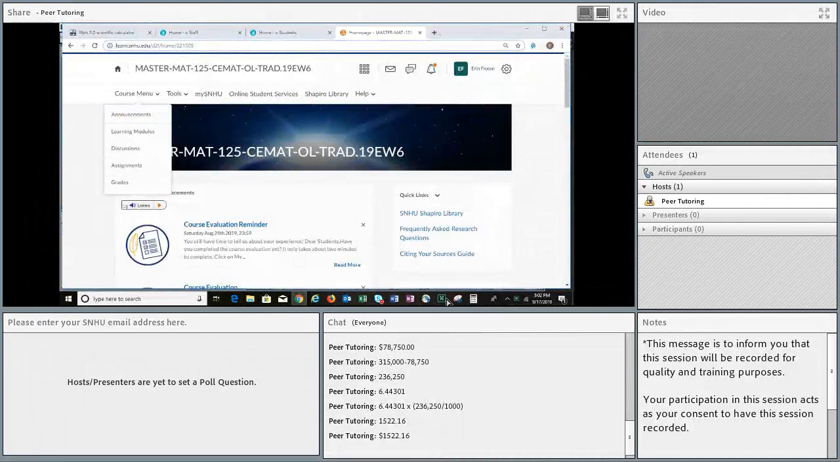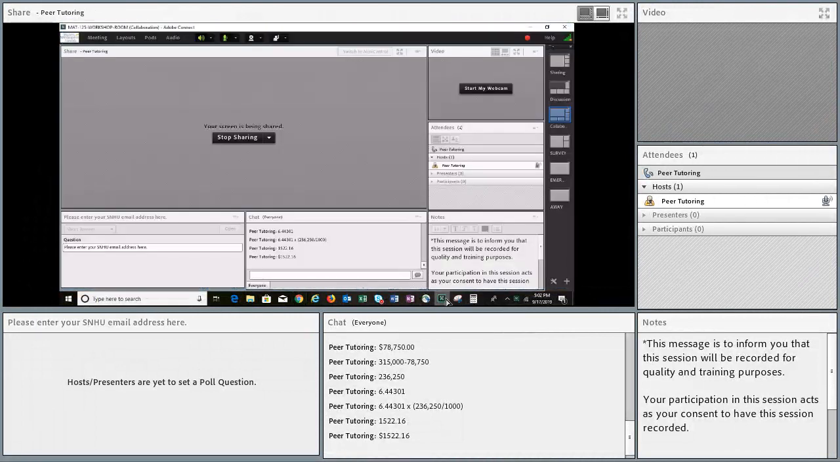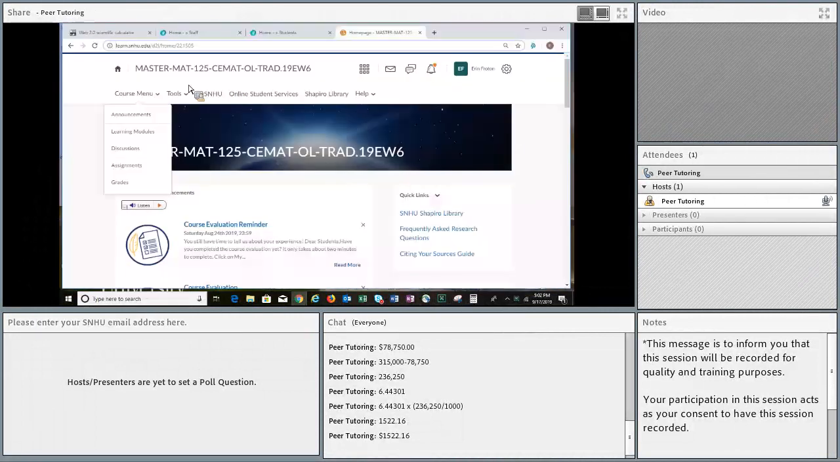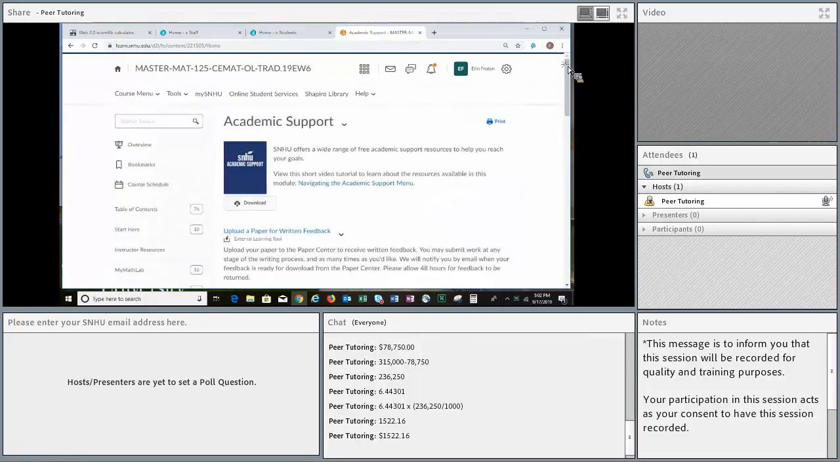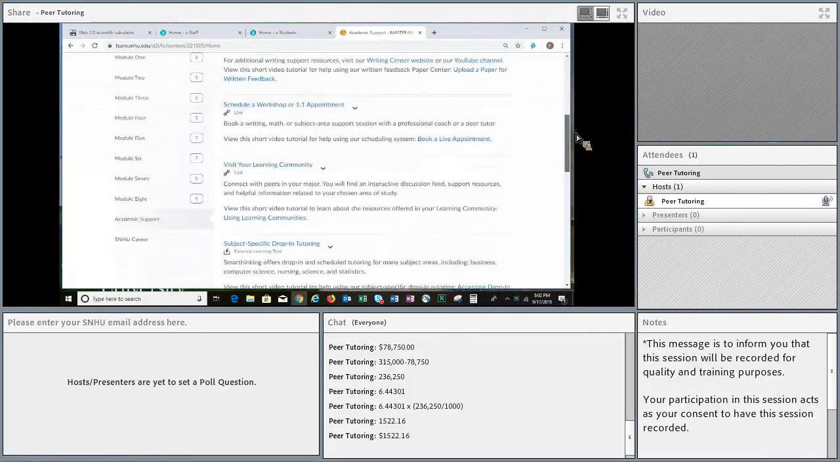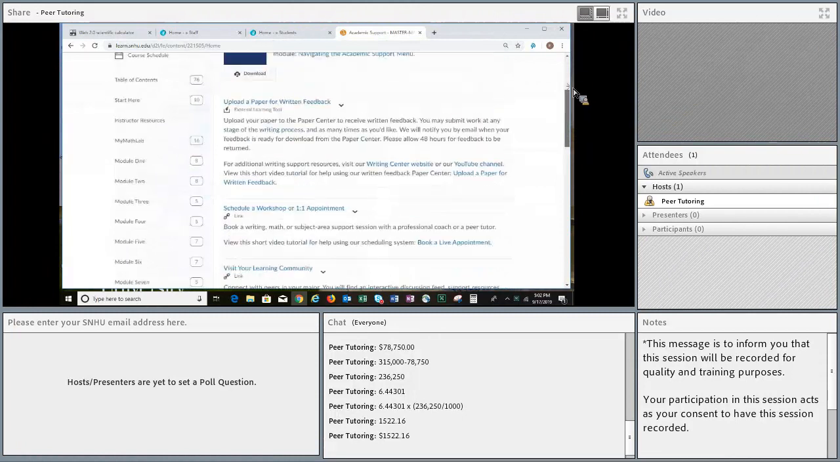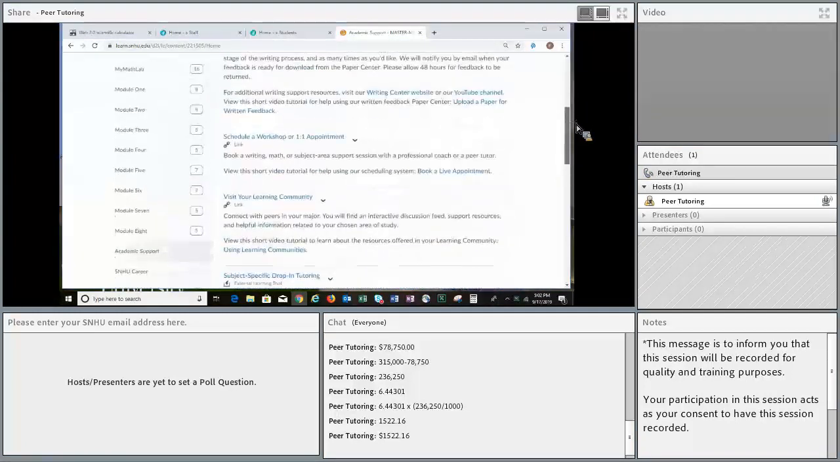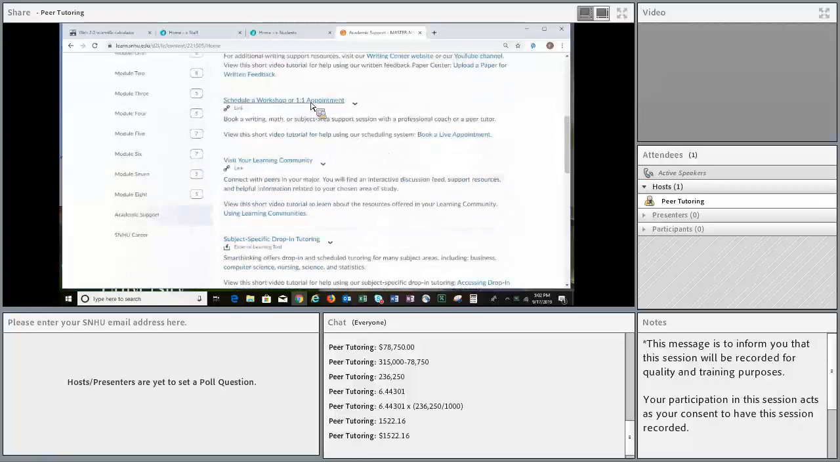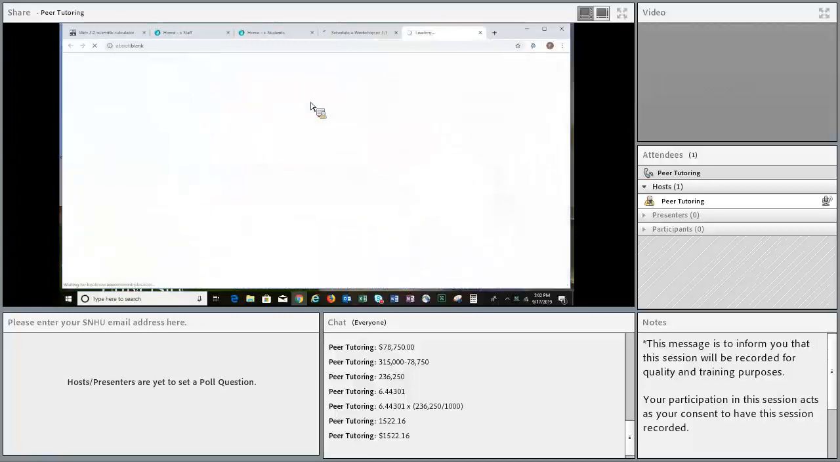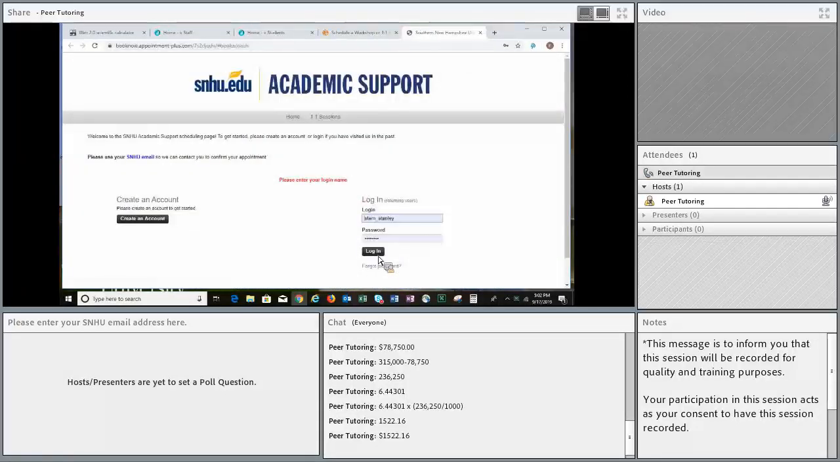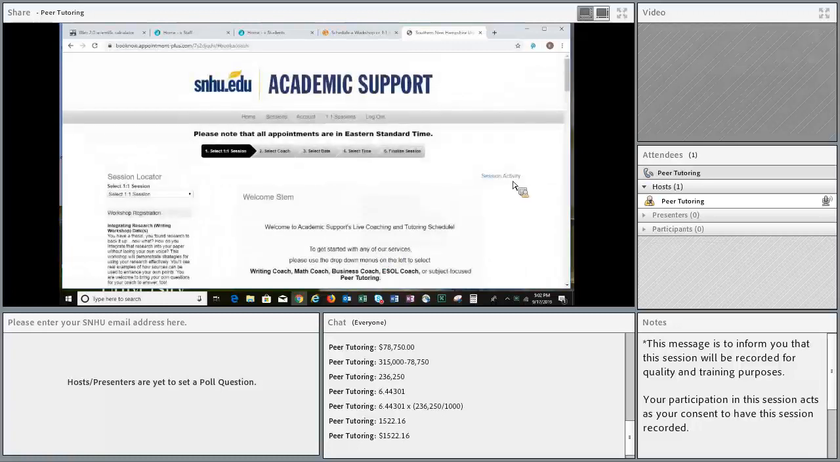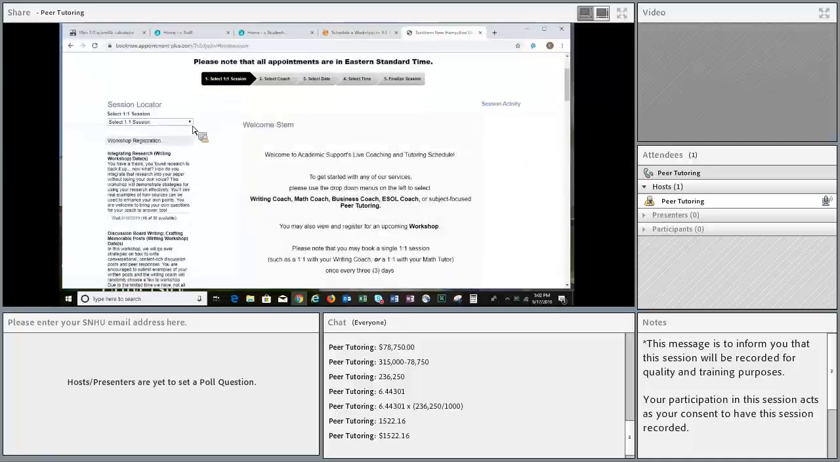So if we go right into your course in Brightspace, just make sure I'm sharing. Okay, great. Click on Learning Modules, and we're going to go almost all the way to the bottom to Academic Support. This is where you'll find the option that says schedule a workshop or one-on-one appointment. Again, no need to schedule a workshop anymore. There are drop-in links that I will show you.